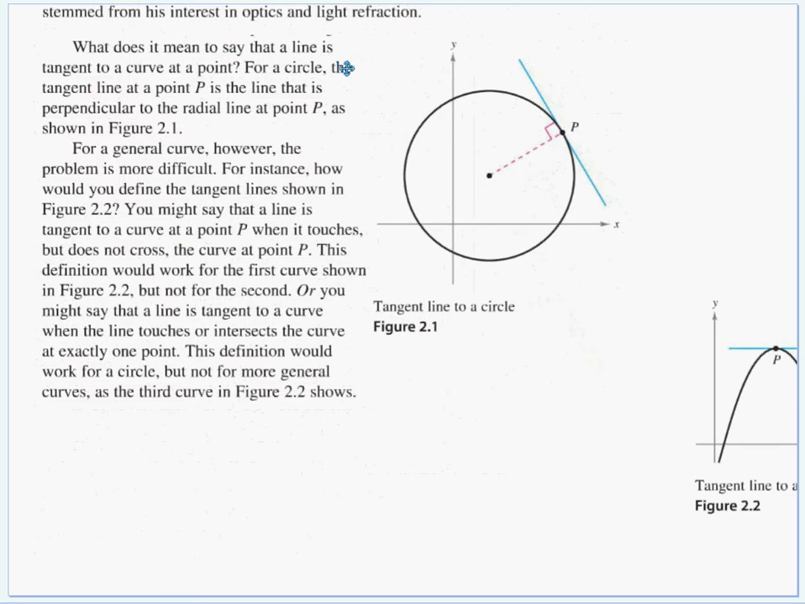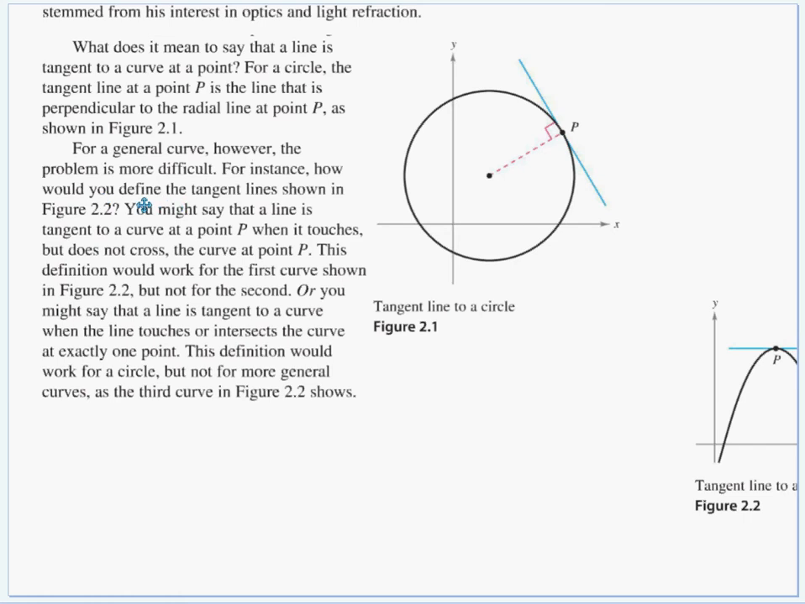So what does it mean to say a line is tangent to a curve at a point? For a circle, the tangent line at point P is the line that is perpendicular to the radius at that point. Think back to geometry. Here's our radius. A tangent line is going to be perpendicular at that point. And here, remember, a circle has a set curvature. But for a general curve, however, the problem is more difficult.